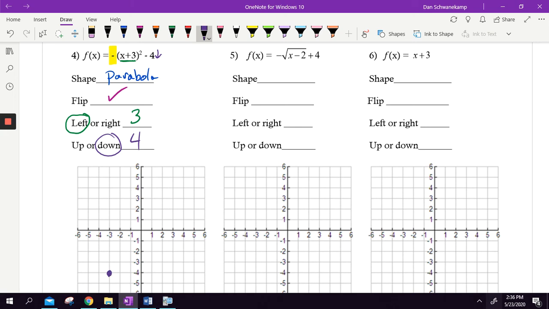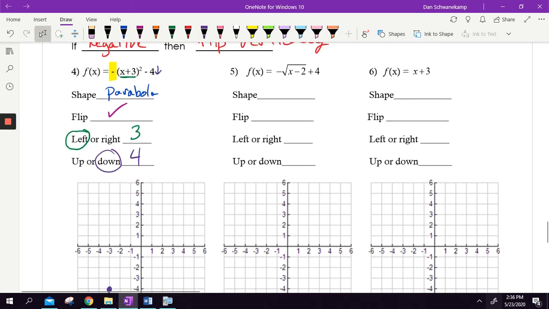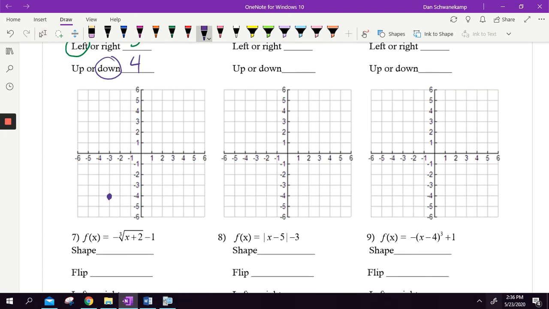Here's my starting dot. It's a parabola, so it's 1, 3, 5, but it's negative. So since it's negative, it's going to go downward. It's going to take that whole shape. Normally when we think parabola, we're thinking something like that. But because it's negative, it's going to go down, just like that one.